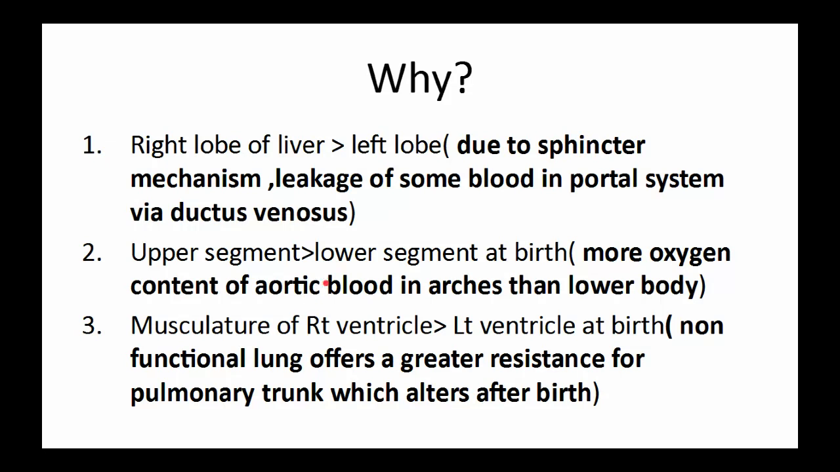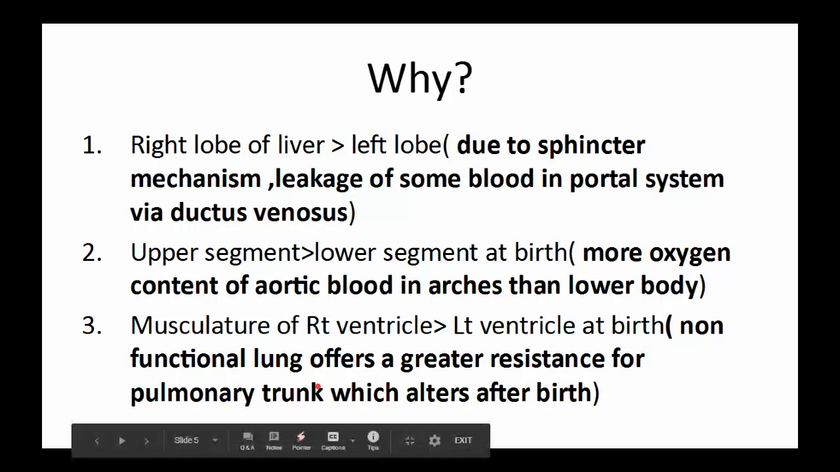Then why is the upper segment greater than the lower segment at birth? Because most of the oxygenated blood is directed towards the aortic arches because of these three shunts. Then, why is the musculature of the right ventricle greater than the left ventricle at birth? Because non-functional lungs offer a greater resistance to the pulmonary trunk, which alters just after birth.